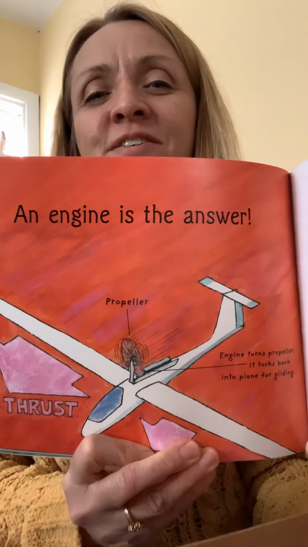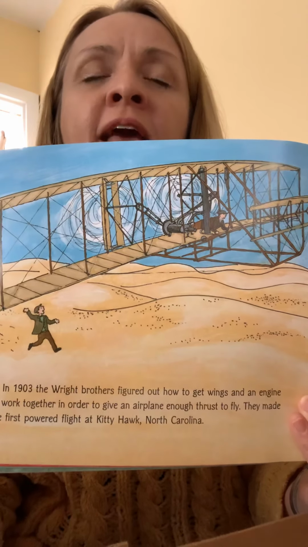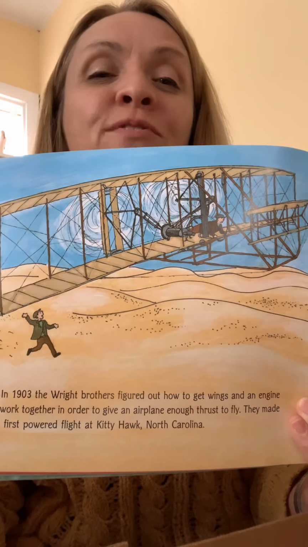An engine is the answer. An engine is a machine that changes energy into movement. The forward movement that an airplane needs to fly is called thrust. More thrust makes an airplane move forward faster. Moving faster creates more lift, and with more lift, an airplane can carry more weight. So an aircraft with an engine can carry passengers or cargo. In 1903, the Wright brothers figured out how to get wings and an engine to work together in order to give an airplane enough thrust to fly. They made the first powered flight at Kitty Hawk, North Carolina. There's a drawing of the plane, and I believe the plane only stayed aloft for about 13 seconds.